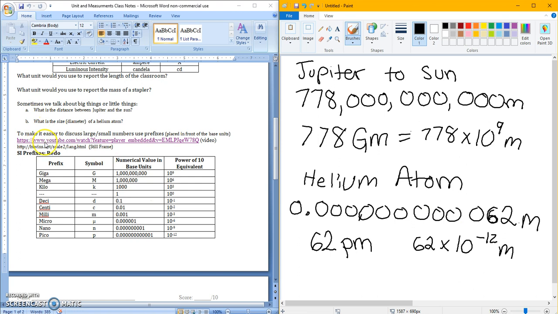If you have a chance, you might want to look up this video right here. It shows you the difference between large and small things in the universe. It's actually quite good.